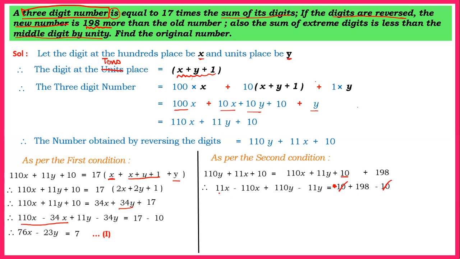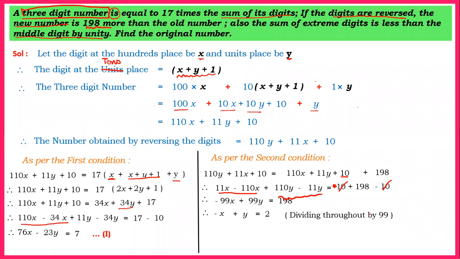Now here, let us solve it. 11x minus 110x will give me minus 99x. 110y minus 11y will give me plus 99y is equal to 198. Now, we'll divide throughout by 99. What I get is minus x plus y is equal to 2.